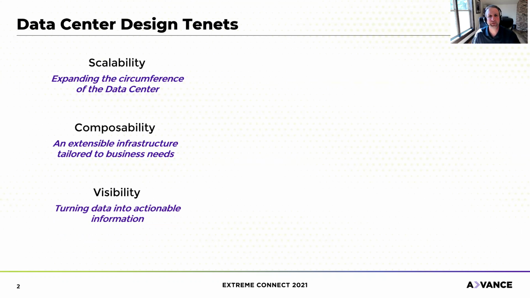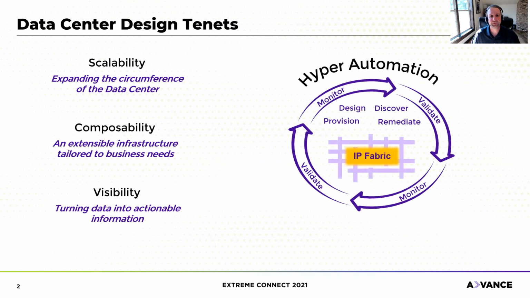So how are we going to do all of this? Well, we think it's all around hyperautomation. So what does that really mean? Hyperautomation is the concept of our ability to design, discover, and provision a network, in this case, an IP fabric. We then continually monitor and validate the fabric and also provide the capability to remediate any issues that may be encountered. This really becomes critical as we build the next generation data center and that carrier grade data center.